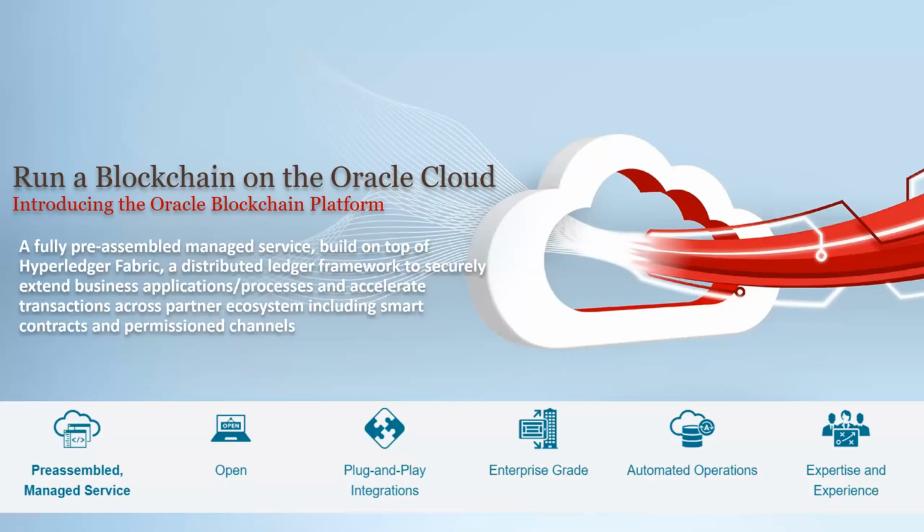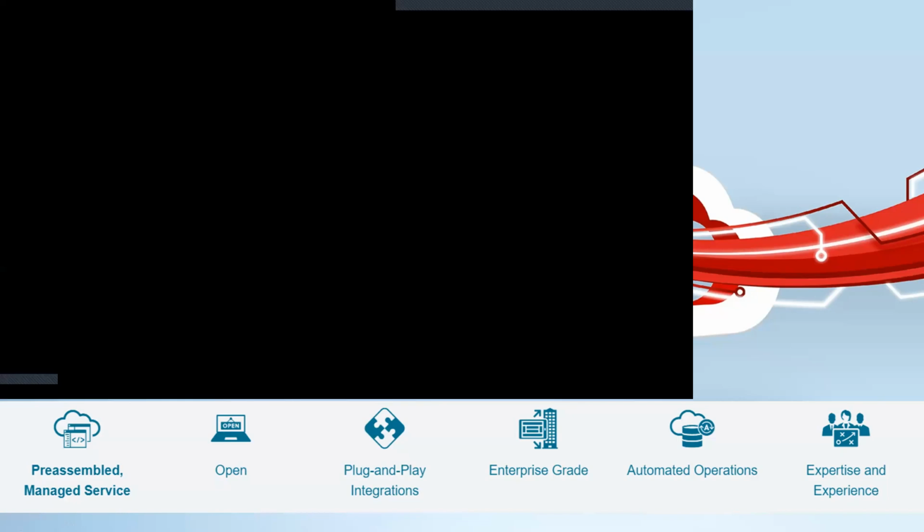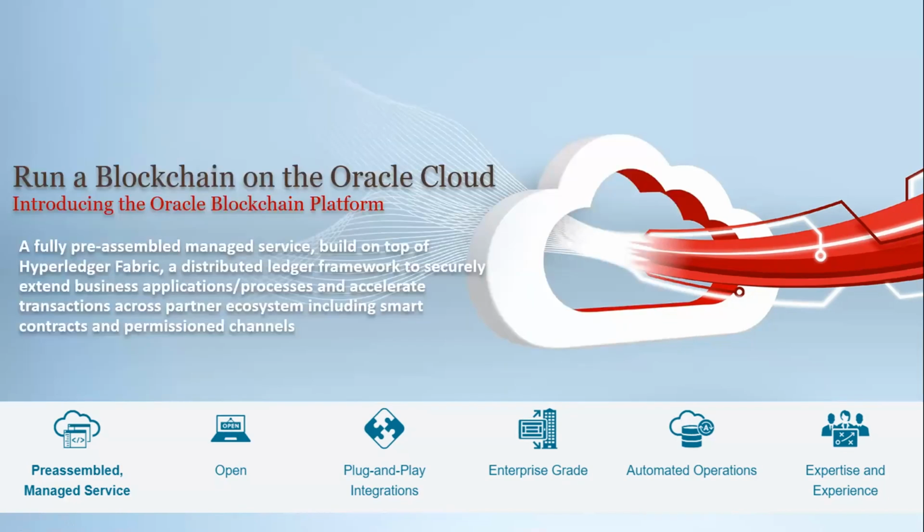Run a blockchain on the Oracle Cloud. Oracle Blockchain Cloud Service is a distributed ledger cloud platform that is pre-assembled and aims to be production-ready, highly secure, cost-effective, and scalable. It's designed to be developer-friendly, can integrate with existing enterprise applications, and interact with other blockchain networks.